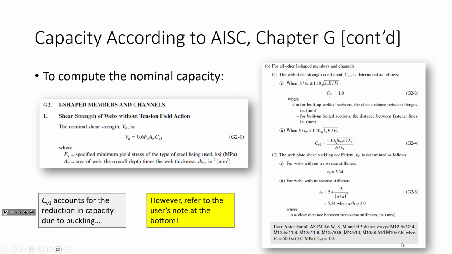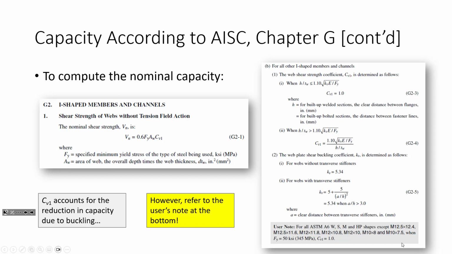Now, once you get the phi value, the next thing you need to do is compute your nominal capacity. The way that you compute your nominal capacity is you take 0.6 times Fy times the area of the web, which in this case is d times tw, and then you multiply it by this, Cv1. Cv1 is a buckling reduction coefficient. So the idea is that if your section is going to be susceptible to buckling, then you would reduce the plastic capacity of your web based on how slender it is.